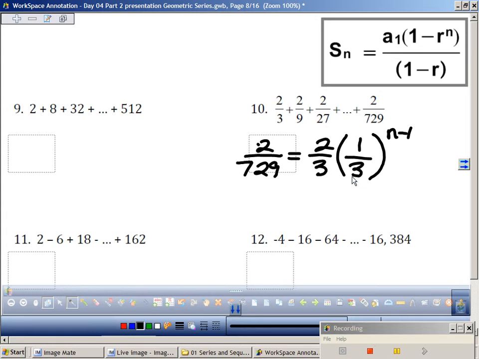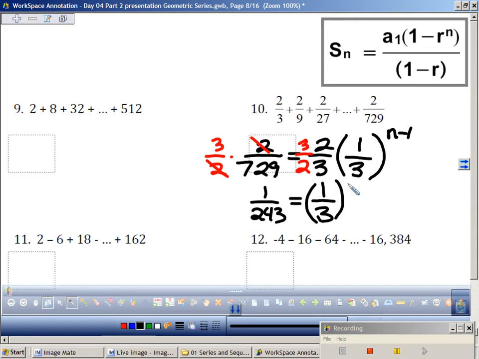So I'm going to get rid of the 2/3 by multiplying by the reciprocal, or the inverse, which is 3/2. That works well over here because the 2's cancel. And I know for sure that 3 goes into 729 because it was part of that first term. Wait one second, going through the process. So 729, do it in a calculator for me, please. 243. So 1 over 243 is equal to 1/3 to the n minus 1.